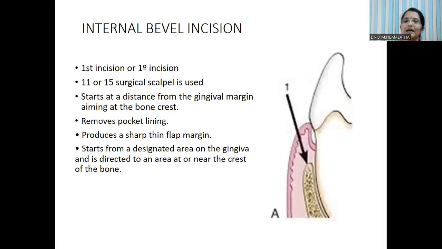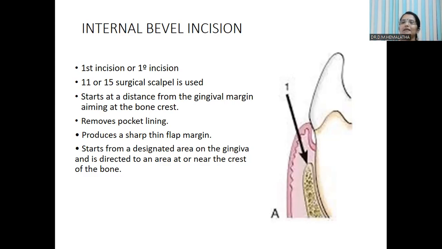Internal bevel incision, as you can see in this picture, is the primary, first incision in periodontal flap surgeries. This incision is given with a surgical scalpel, that is, a surgical blade. Number 15 is the most commonly used one. If you do not have number 15, you can go for number 11. This incision is given at a distance from the gingival margin, and is aimed at the bone crest.